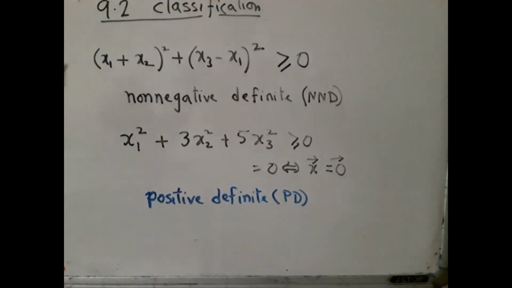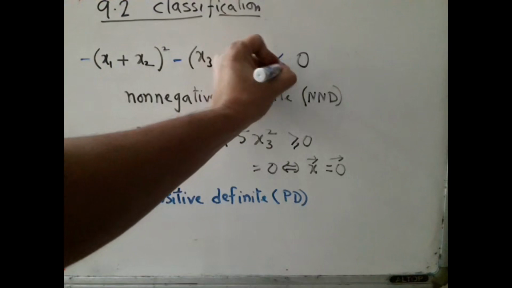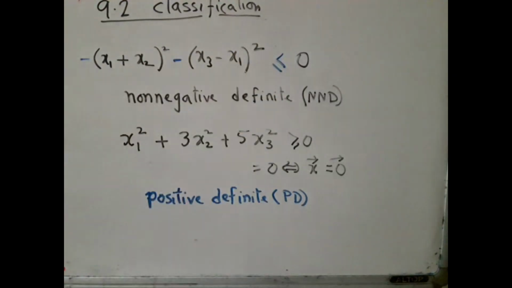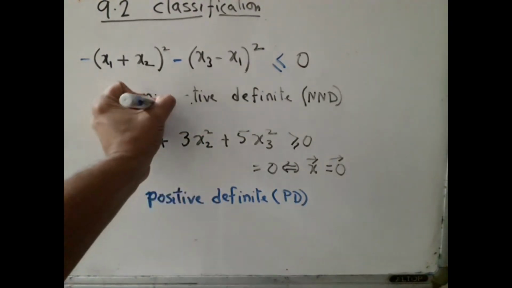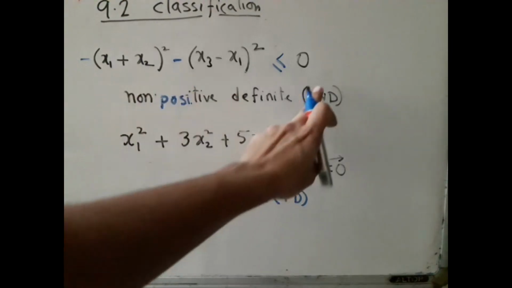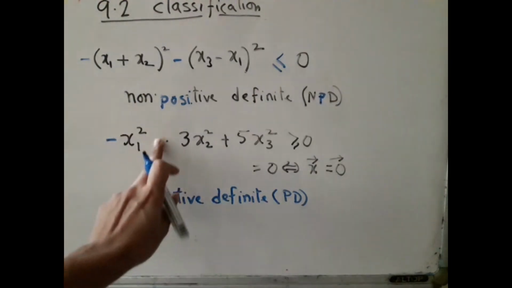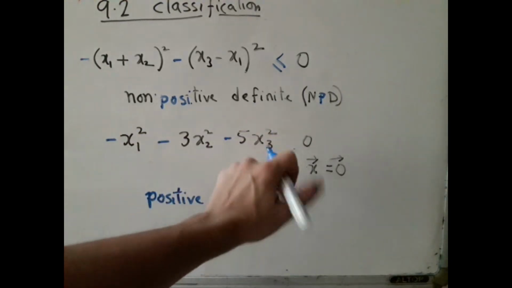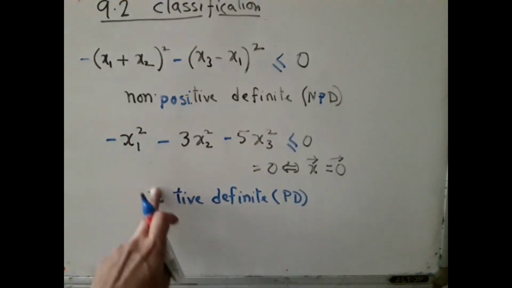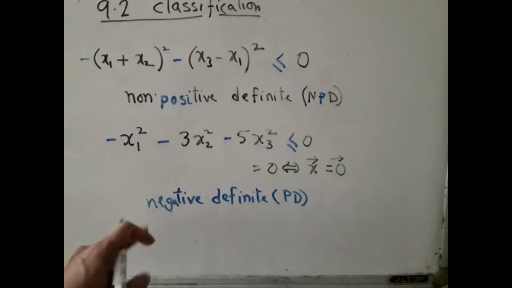Now suppose that I put a negative sign here. In that case, my inequality will flip direction, and I will get something which is always less than or equal to 0. I am going to call it non-positive definite, and it will be abbreviated to NPD. Similarly, if I put minuses everywhere, then I will get something which should naturally be called negative definite. And as before, everything which is negative definite is definitely also non-positive definite.